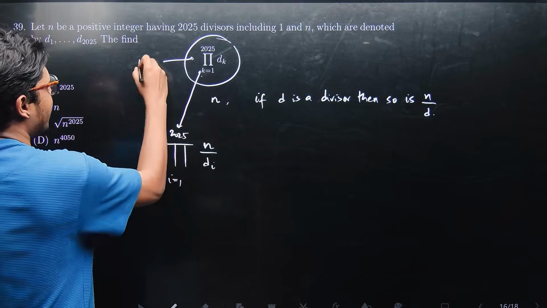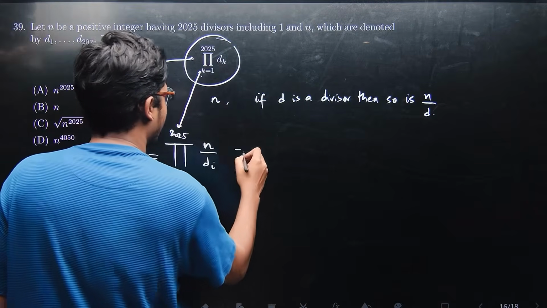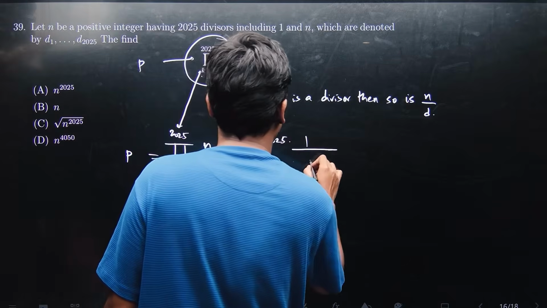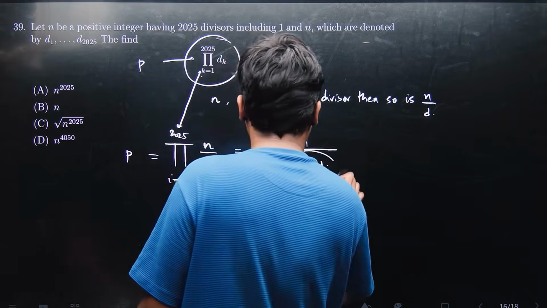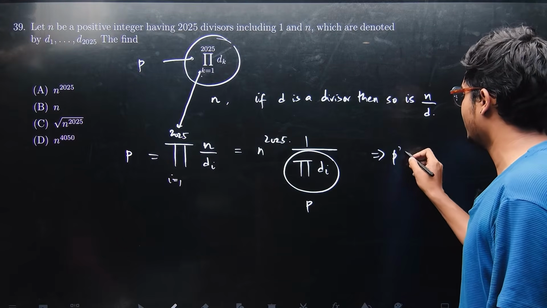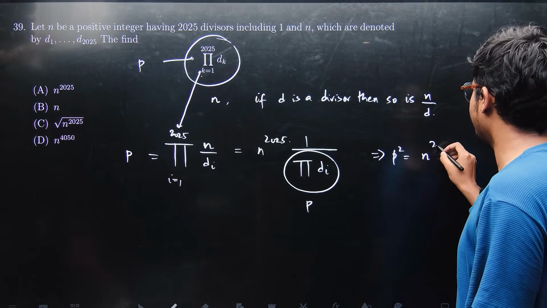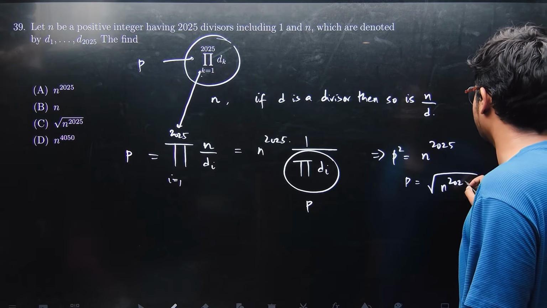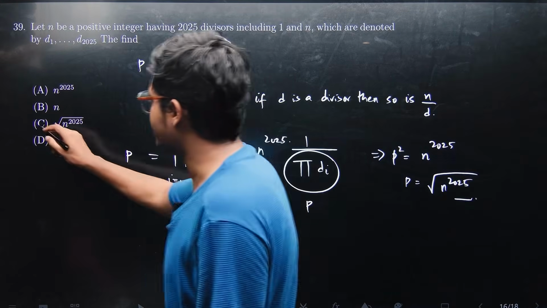If I call this product p, then p should be equal to this, which is equal to n to the power 2025 times 1 by product of di. Now this product is nothing but p again, right? So if I cross multiply, p square should be equal to n to the power 2025. So what is p? Square root of n to the power 2025, right? As simple as that. So that's option C.